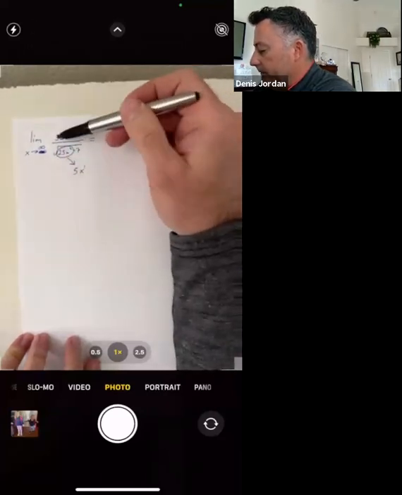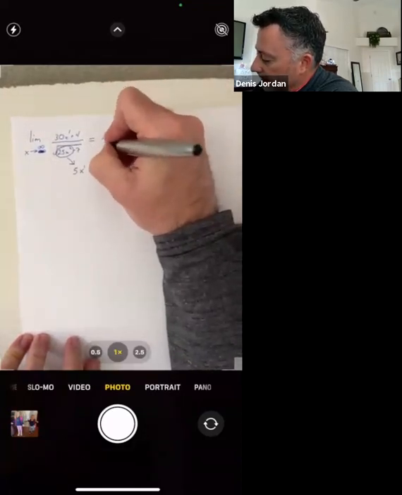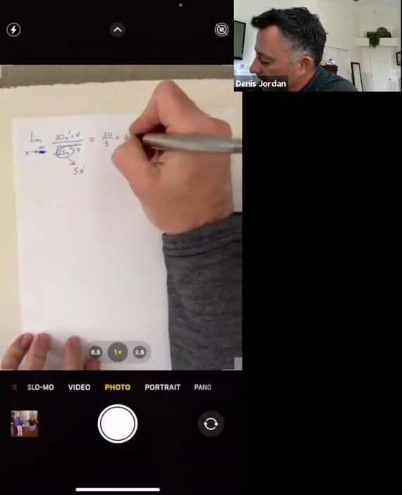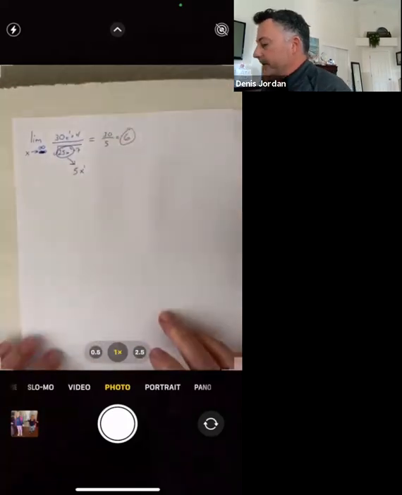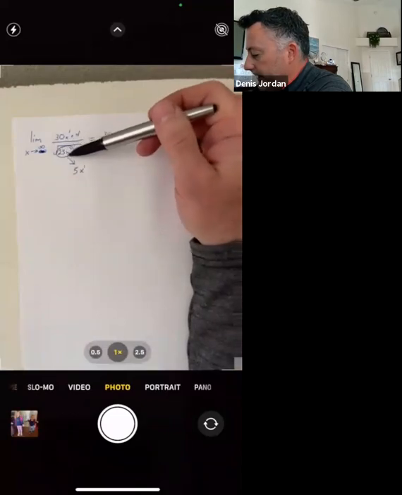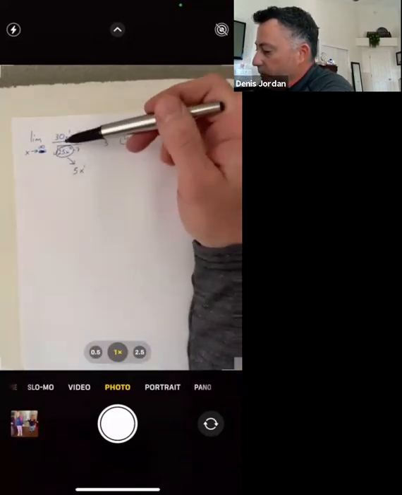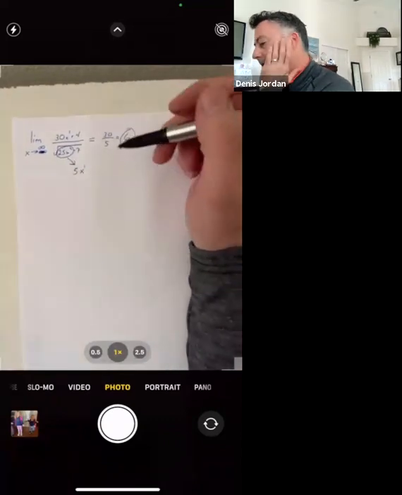So now that the powers match up, it's the ratio of the coefficients, so it'll be 30 over 5, to give you 6. So if there's a coefficient slapped in front of the term or in front of the variable, take that with it when you square root the thing.